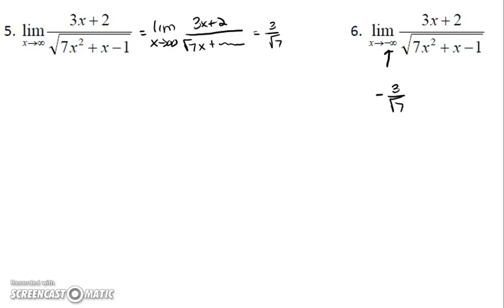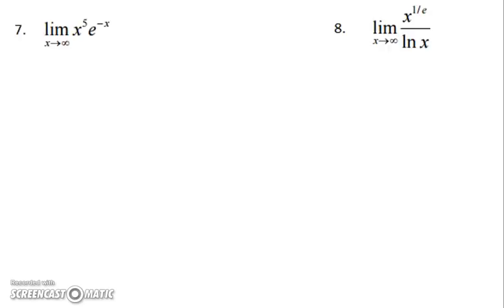So 2 more quick examples, and then we will stop on this video. This one here, we have the limit as x approaches infinity of x to the 5th over e to the negative x. Since it's e to the negative x, we can really think of this as the limit as x approaches infinity of x to the 5th over e to the x. So we have a power function and we have an exponential function. According to our chart, our exponential function grows faster, so we get a 0 here.